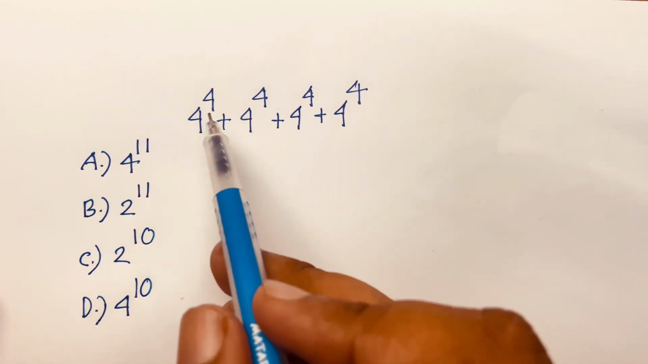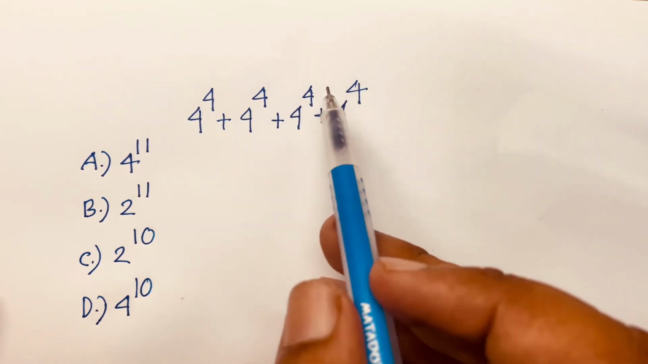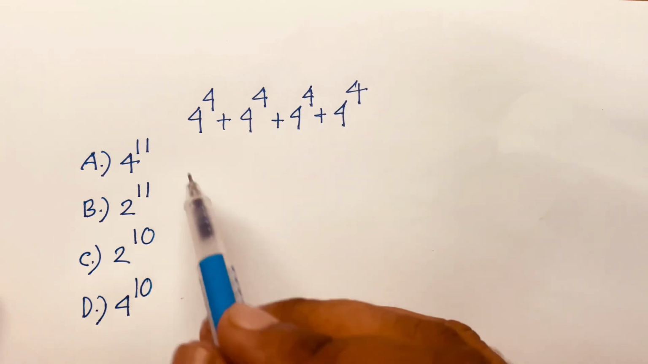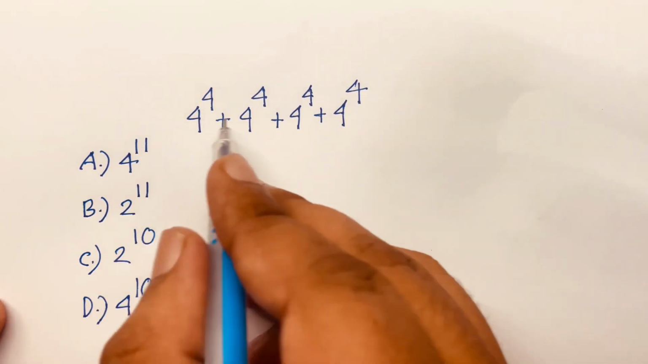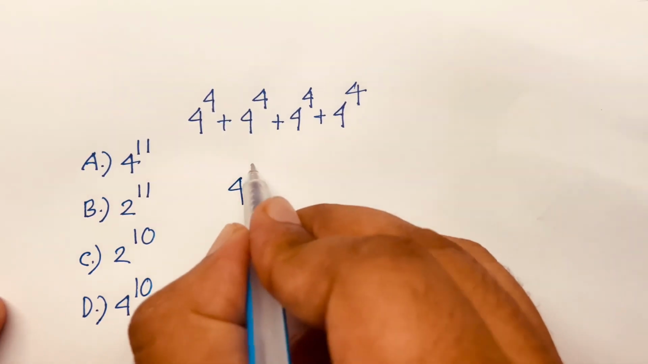How to solve 4 to the power 4 plus 4 to the power 4 plus 4 to the power 4 plus 4 to the power 4. Here are 4 options. We'll find out what is the right option. First of all, I can say 4 to the power 4 is common.